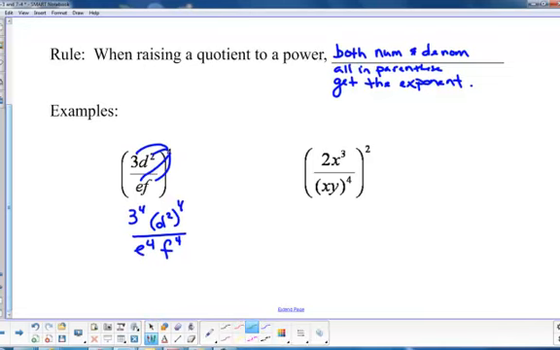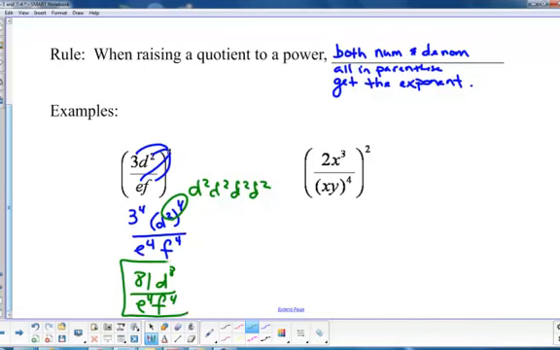So, 3 to the 4 is 81. D squared to the 4, remember you multiply this. This is d to the 8, same thing as 4 times 2, over e to the 4, f to the 4. There's no like bases, so we're actually done. And everything's positive, so we're done.